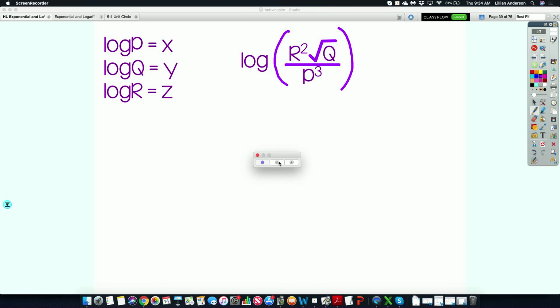Let's try this one. We're going to rewrite it in terms of x, y, and z. So somewhat similar to the last one. We have exponents, we have a division, we even got a square root in this one. Square root is the same thing as saying what? To the power of 1/2. So really and truly, we could rewrite this as just to the 1/2 power. And then we can start expanding this by doing what?